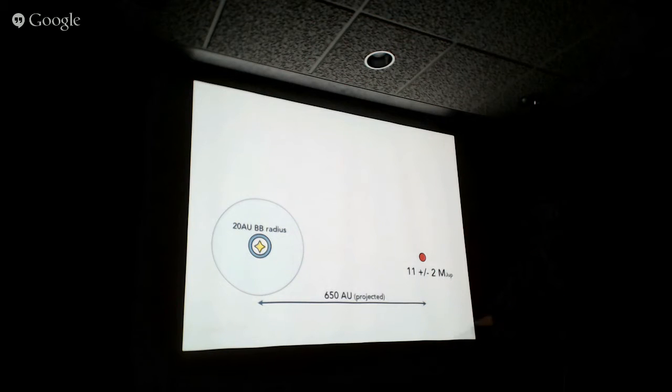And then we have this 11 Jupiter mass object. So again, I took the age of the system, the luminosity, and a model of planet evolution to get a mass. So it's something that's pretty near the cutoff between planets and brown dwarfs, and it's orbiting about 650 AU away. So this raised a number of interesting questions for us.